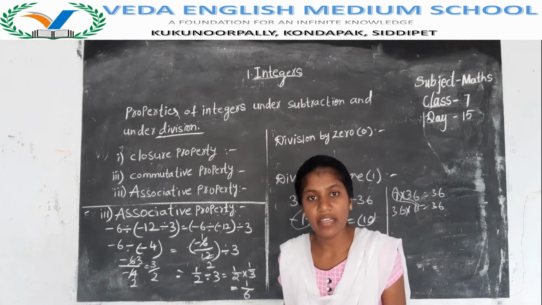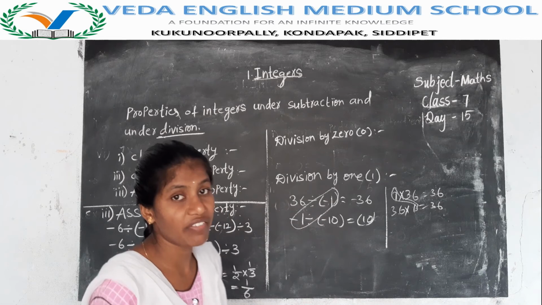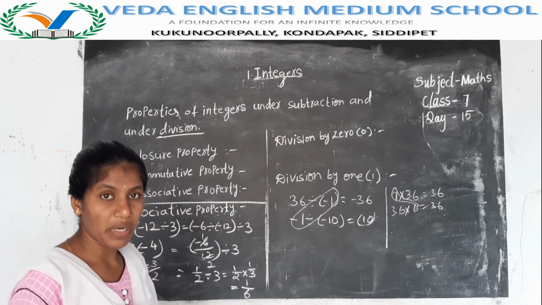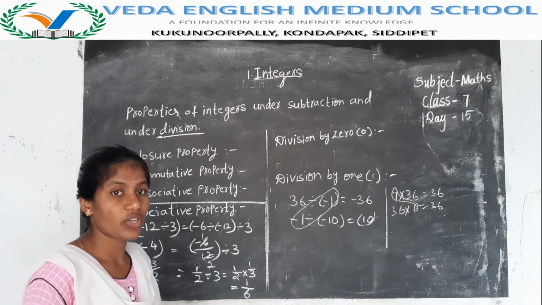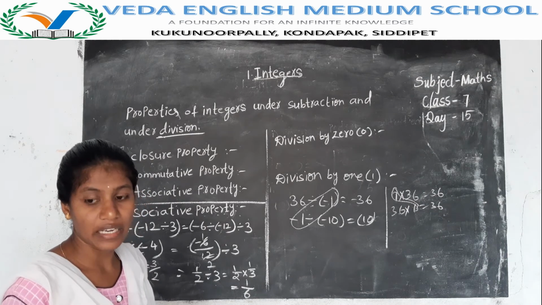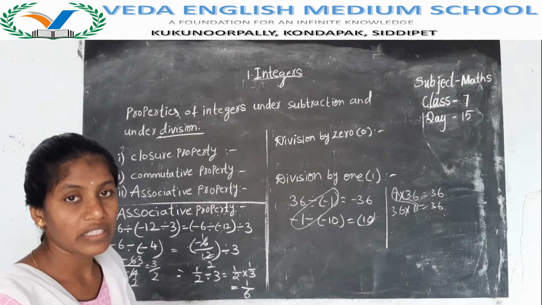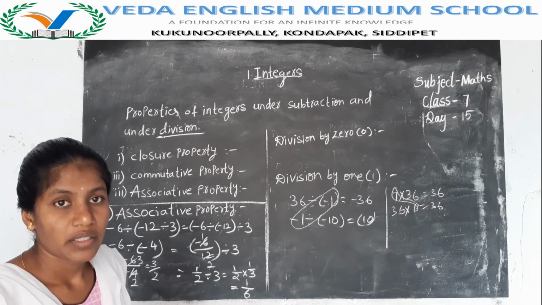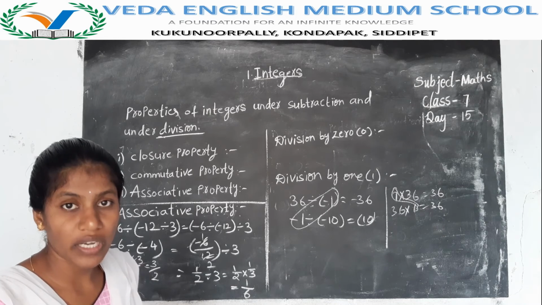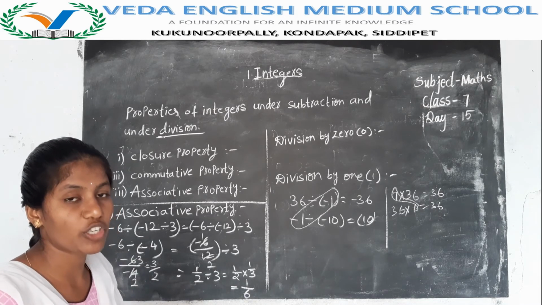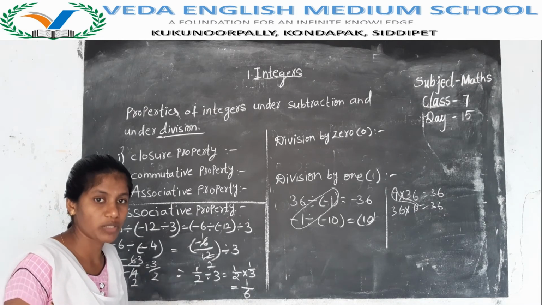So you have to remember, for division, 1 is called identity, and for multiplication also 1 is called identity. Only for addition, 0 is called identity. These are the properties of integers under subtraction and under division. Under subtraction only closure property is possible. Associative property and commutative property are not possible.